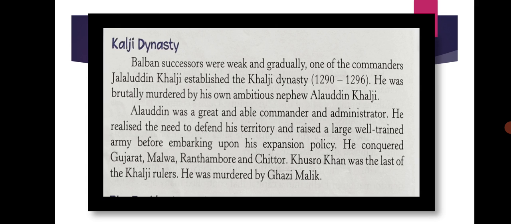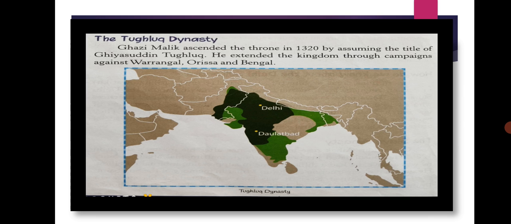Khusro was the last of the Khalji rulers. He was murdered by Ghazi Malik. So this was about the Khalji dynasty. So students, from the Khalji dynasty we have to remember the name of Alauddin Khilji.